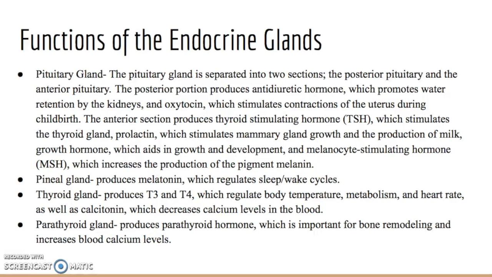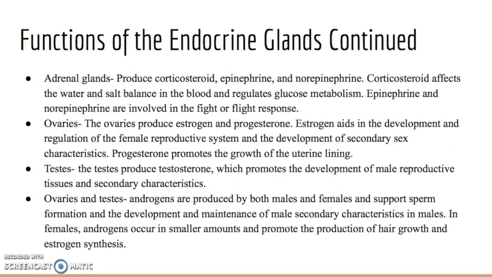Pineal gland produces melatonin, which regulates sleep-wake cycles. Thyroid gland produces T3 and T4, which regulate body temperature, metabolism, and heart rate, as well as calcitonin, which decreases calcium levels in the blood. Parathyroid gland produces parathyroid hormone, which is important for bone remodeling and increases blood calcium levels.